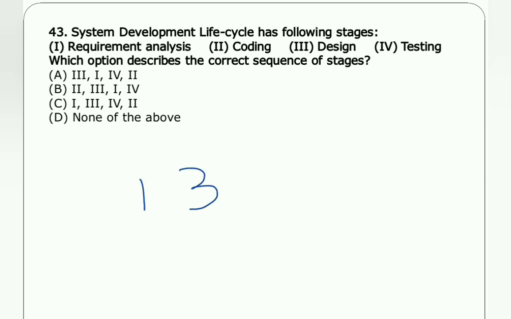1, 3, 2 and 4. So this sequence is not mentioned here. So that's why the option is D, none of the above.